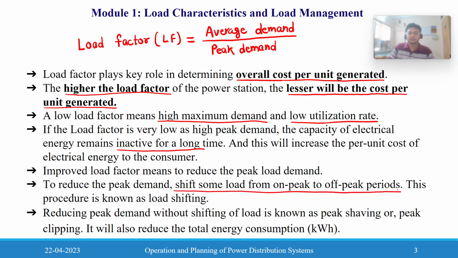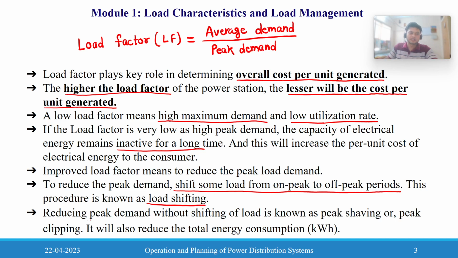There are some loads which are not critical loads, which we can shift from on peak hours to off peak hours. Like EV battery charging, one of the well-known examples. We can do the charging of EV battery at the time of off peak hours, so that we can contribute in lowering the peak demand. This procedure is known as load shifting.